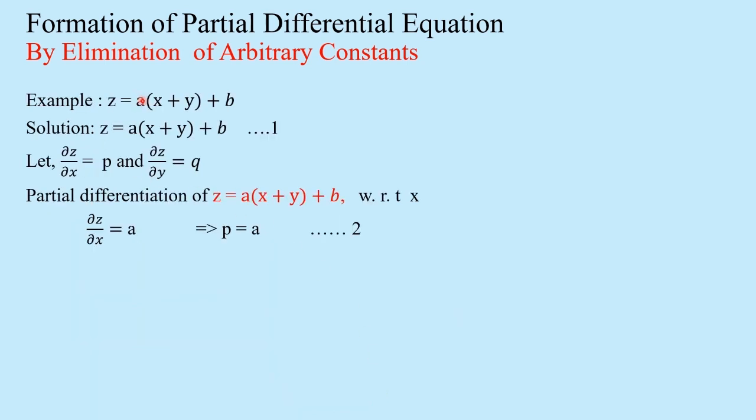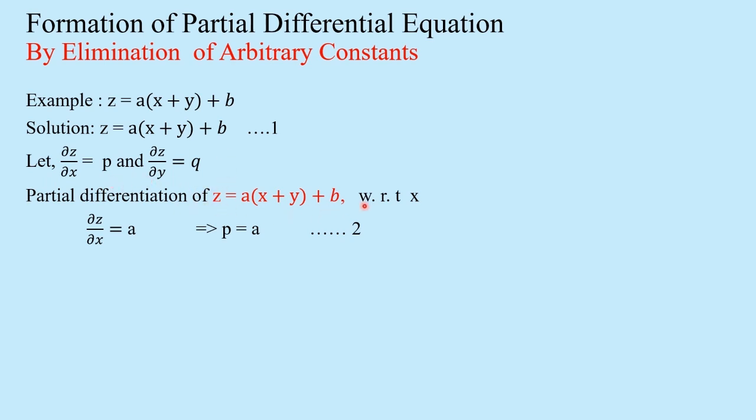In this example, a and b are arbitrary constants. So here the number of arbitrary constants is 2. x and y are independent variables. Here the number of independent variables is 2. So the number of arbitrary constants is equal to the number of independent variables. So we get a linear PDE. Let P be this, Q be this.